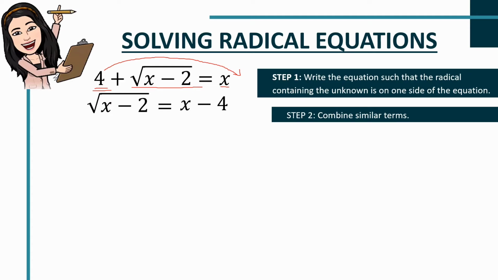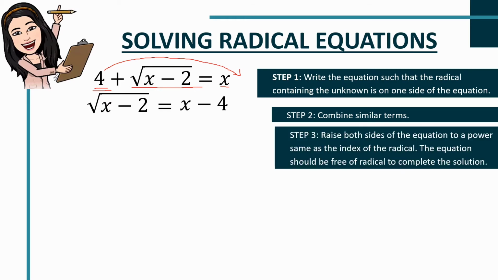May similar terms ba dyan? Yung x minus 4, pwede ba siyang i-simplify? Okay, hindi po, since ang isa ay variable at ang isa ay constant. So, hindi rin po pwede nating i-combine. So, we will proceed now to our step number 3.